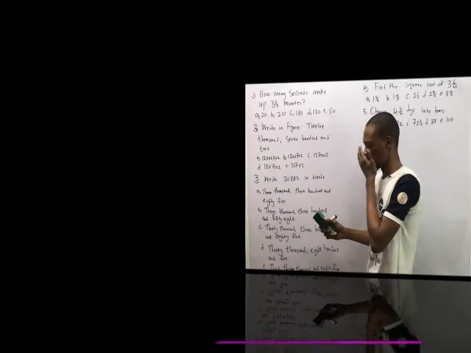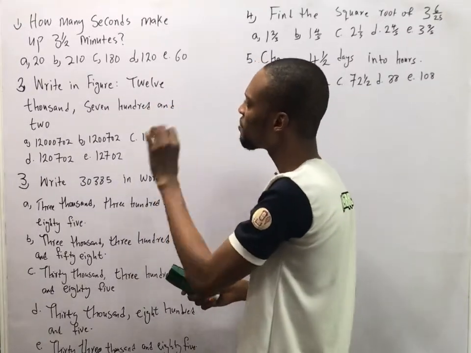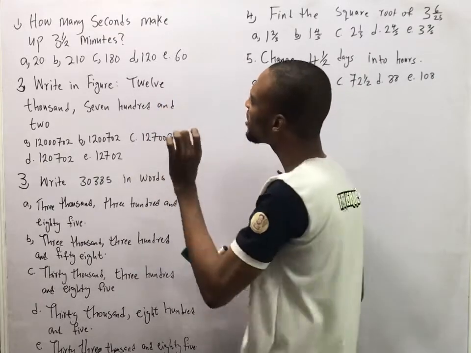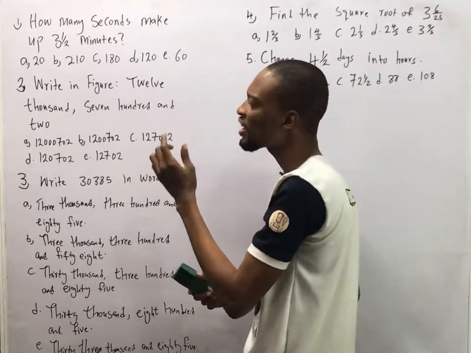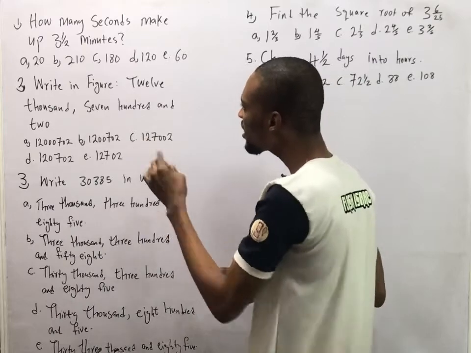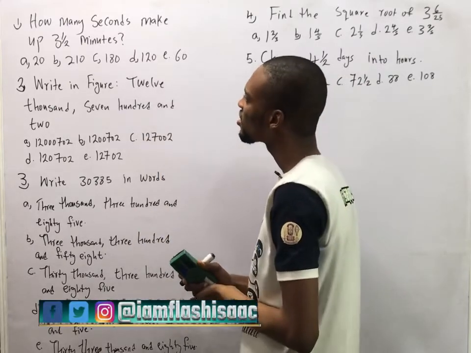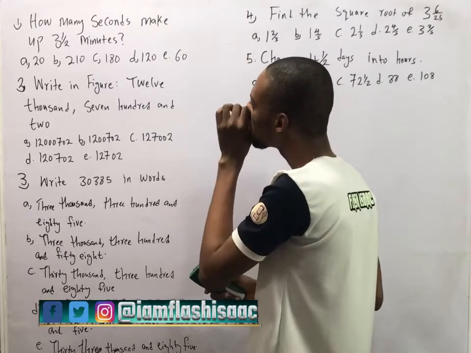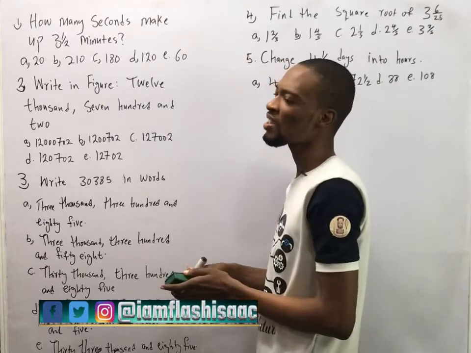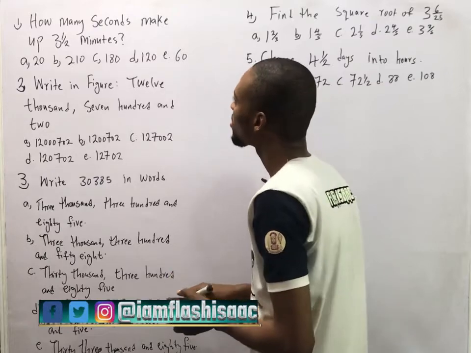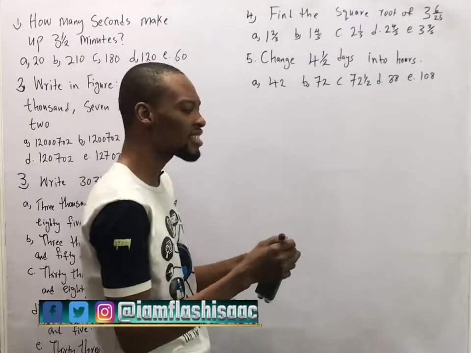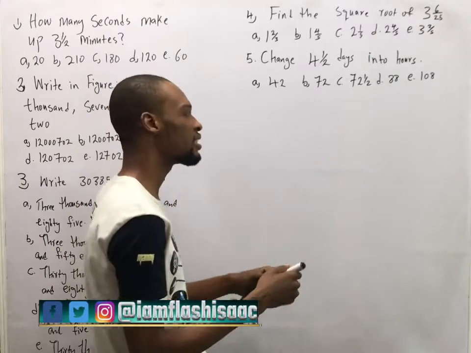The first question says, how many seconds make up 3.5 minutes? How many seconds make up 3.5 minutes? A. 20 seconds, B. 210, C. 180, D. 120, and E. 60 seconds. Now, we already know that 60 seconds make 1 minute.